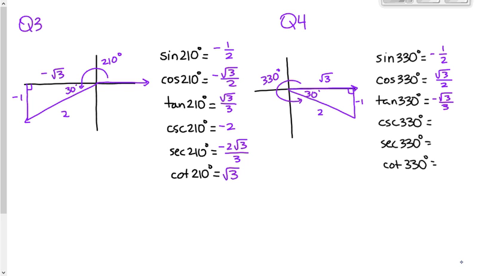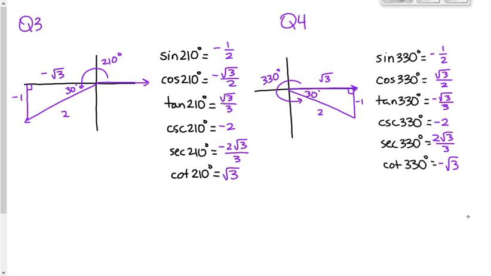Cosecant is hypotenuse over opposite, so negative 2. Secant is hypotenuse over adjacent, 2 over square root 3. Rationalize it. 2 square root 3 over 3. And cotangent is adjacent over opposite, so square root 3 over negative 1, so negative square root 3.